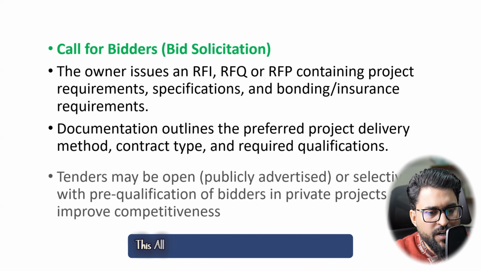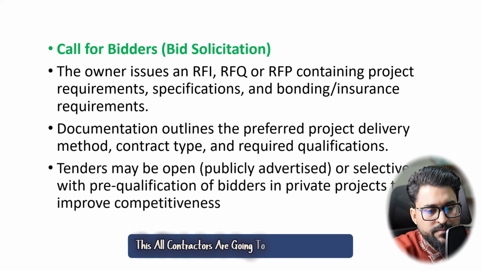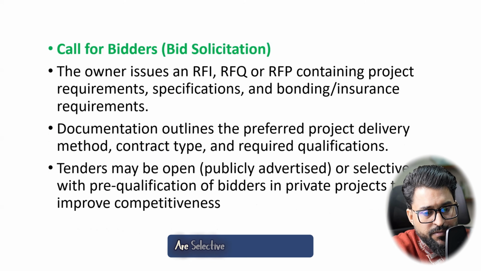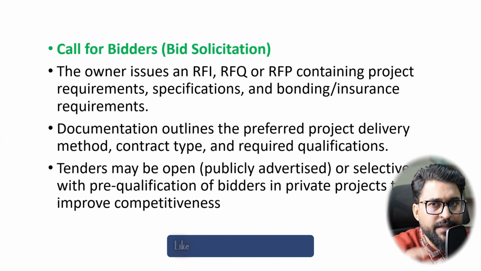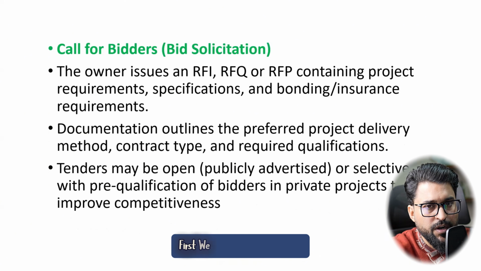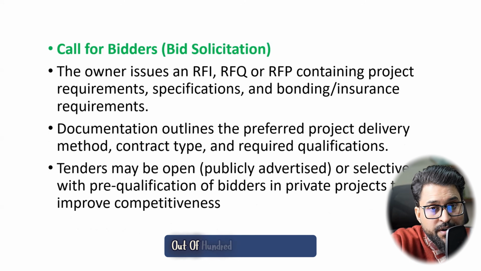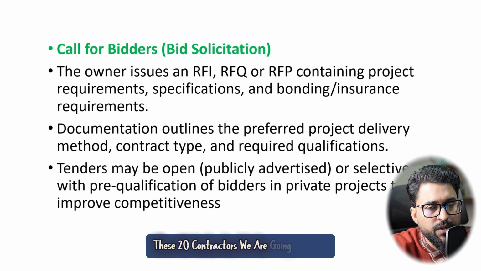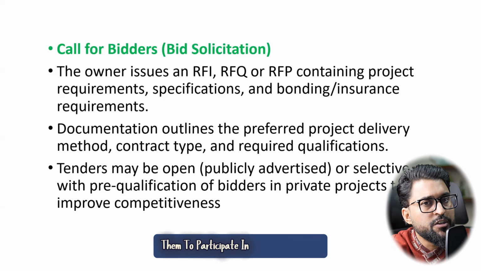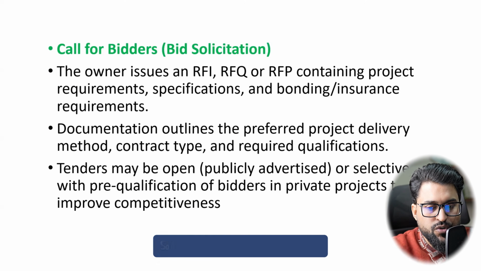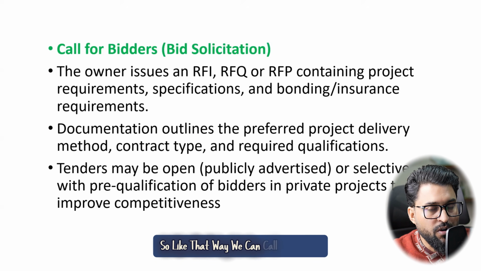Now all these contractors are going to tender, which may be open, publicly advertised, or selective with pre-qualification. There are two kinds of bidders: open or selective. First, we select out of a pool of 100 contractors. Say we select these 20 contractors and want them to participate in this bidding. This is not open bidding, this is closed bidding. That way we can call for bidders.